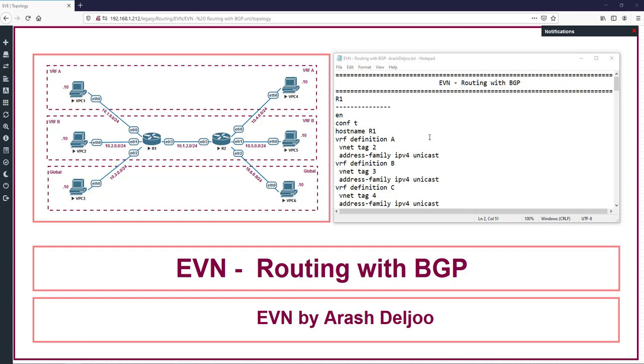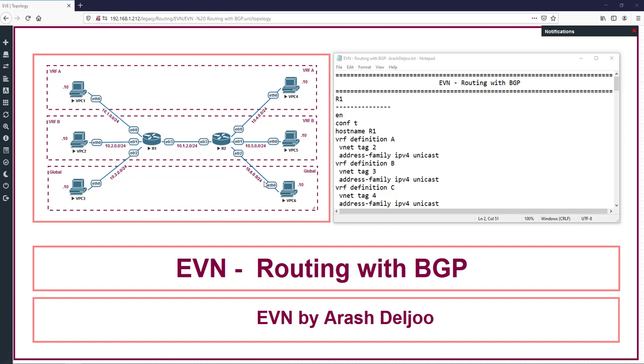EVN routing with BGP. In this video, I'm going to show you how you can configure BGP for routing in an EVN environment. It's so similar to the configuration of BGP in the VRF Lite environment. But also here we have another difference. The difference is that here we have two VRFs and also one global network.